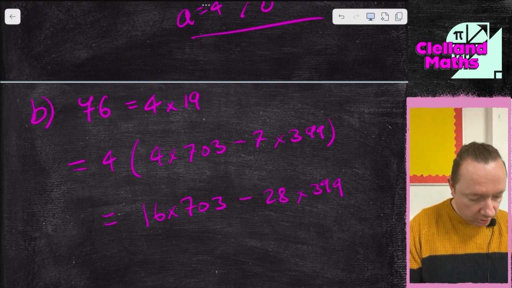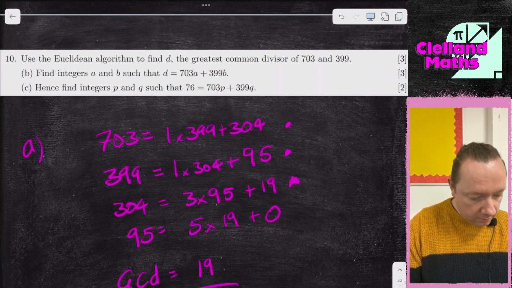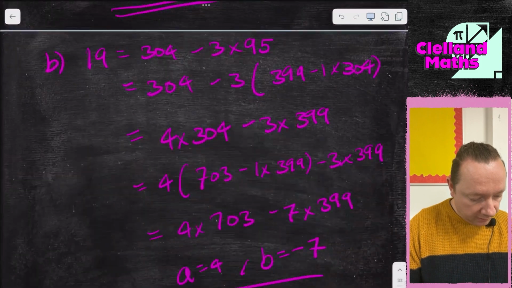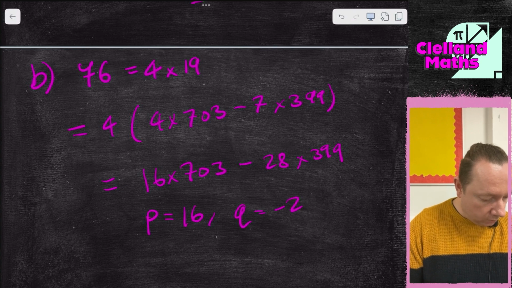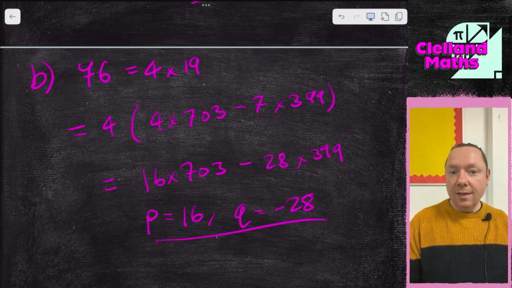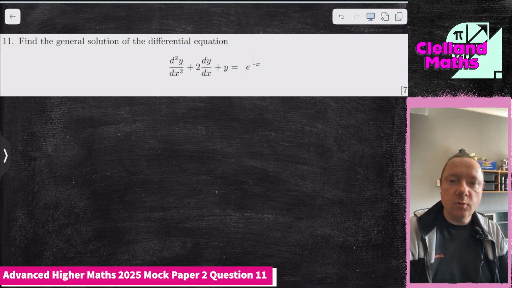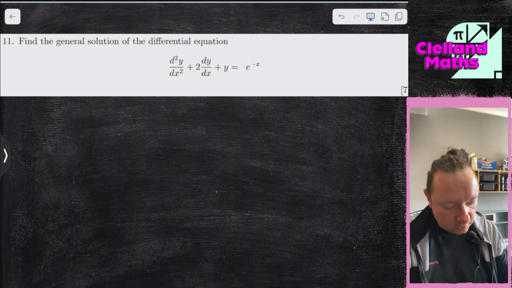So to answer the question, 703P plus 399Q, P equals 16, Q equals minus 28. And we're done there. SQA Advanced Higher Maths 2025 Mock Paper 2, Question 11.